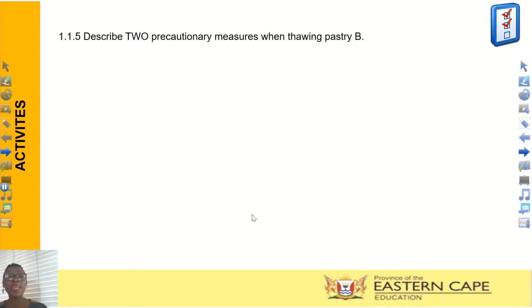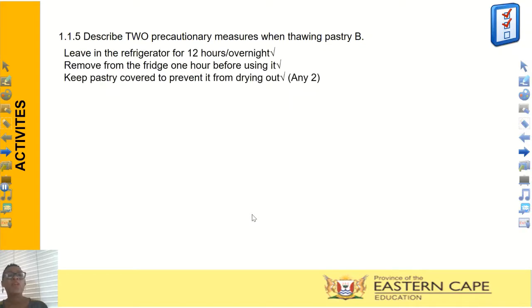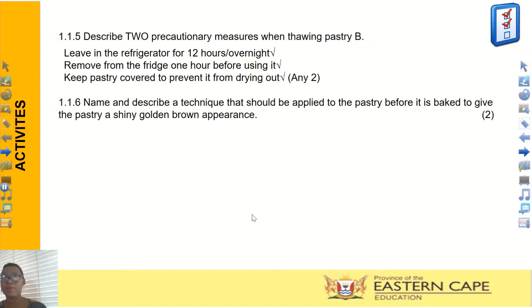Now, again, they're giving you a hint. It says describe two precautionary measures when thawing pastry B. Already that gives you a hint. Thawing out, remember our phyllo pastry and our puff pastry are frozen. Okay, you leave it in the refrigerator for 12 hours or you leave it overnight. You must remove it from the fridge 1 hour before using it. And then you must always keep the pastry covered to prevent it from drying out. And remember, we cover it using a damp towel. So you'll make a clean dishcloth a bit wet, and you'll cover it just to provide that moisture and prevent it from drying out.